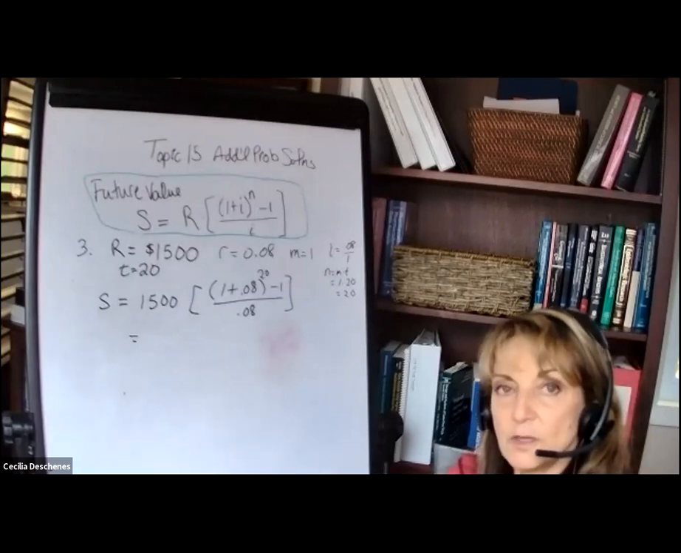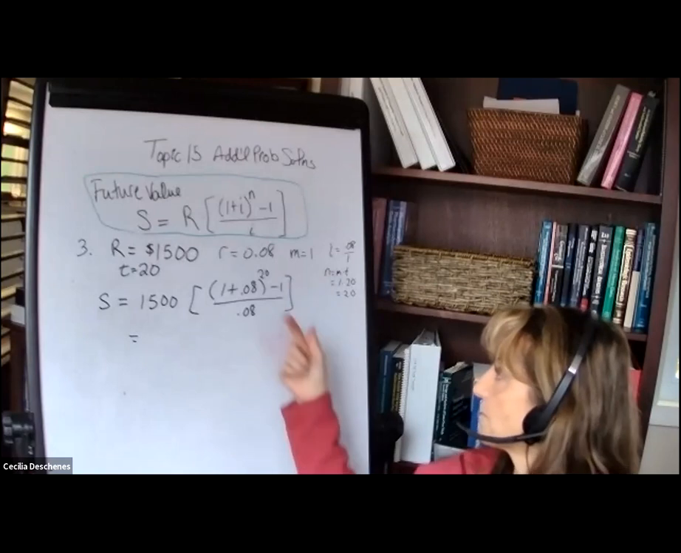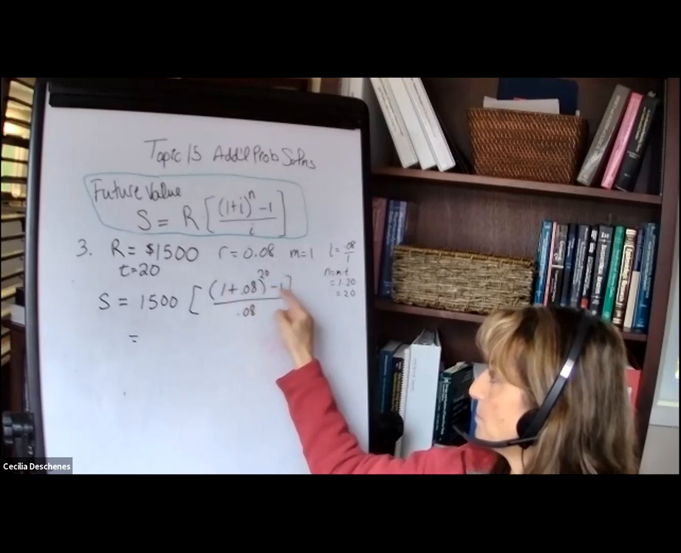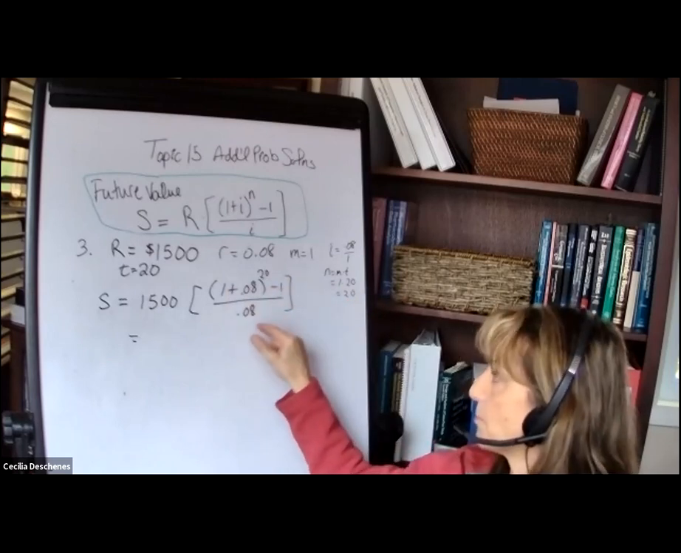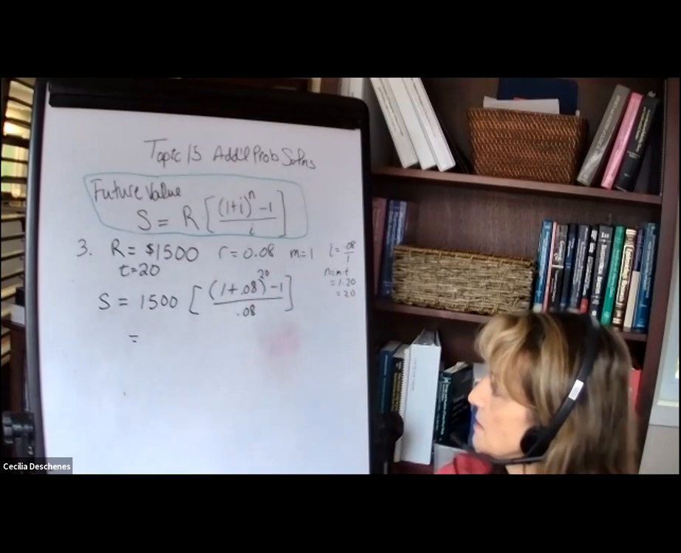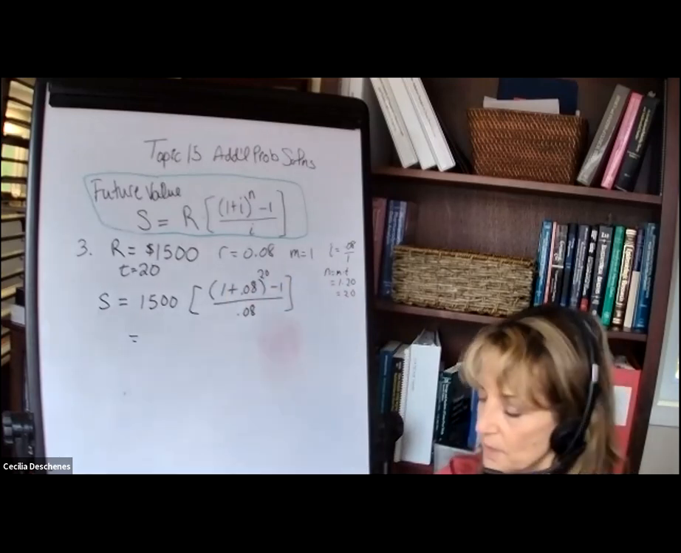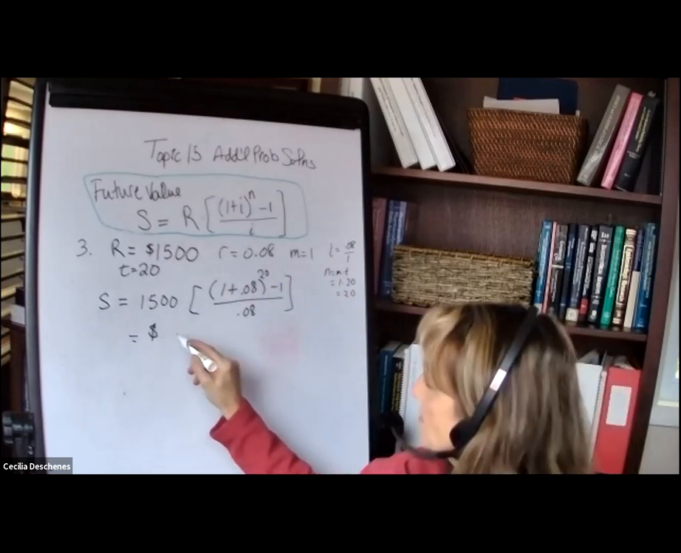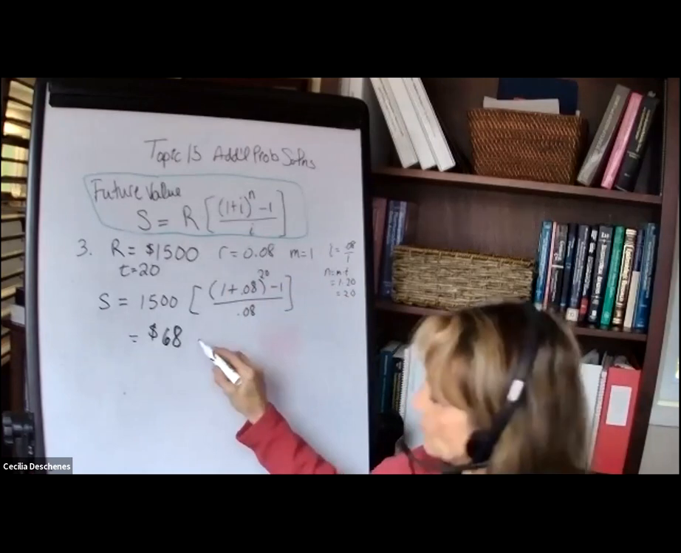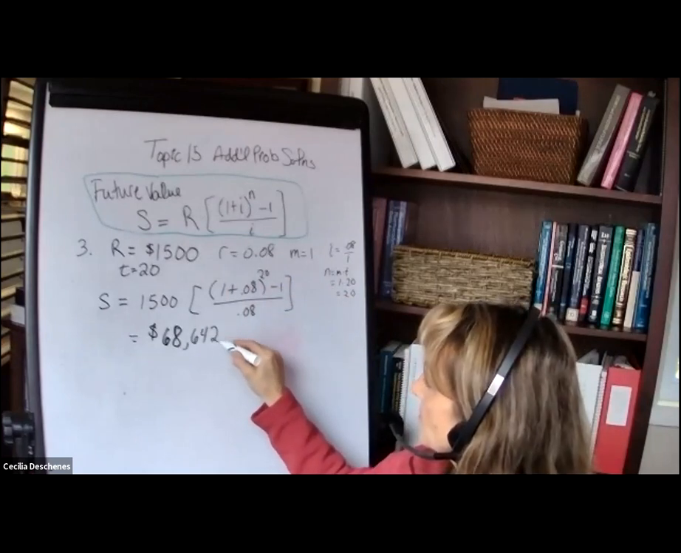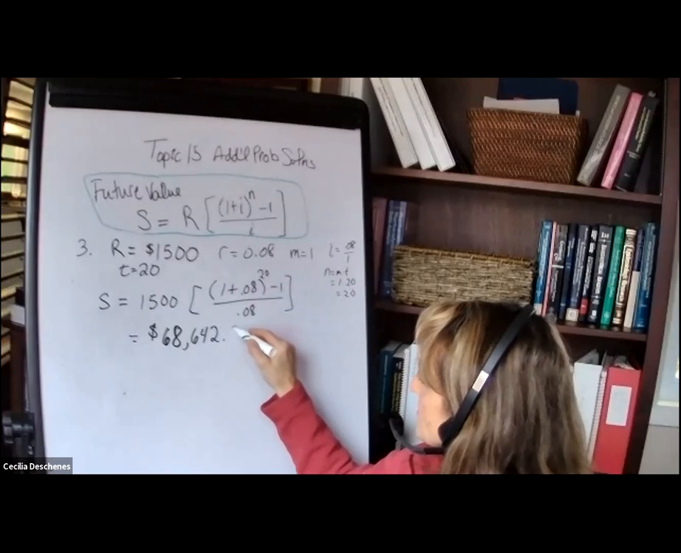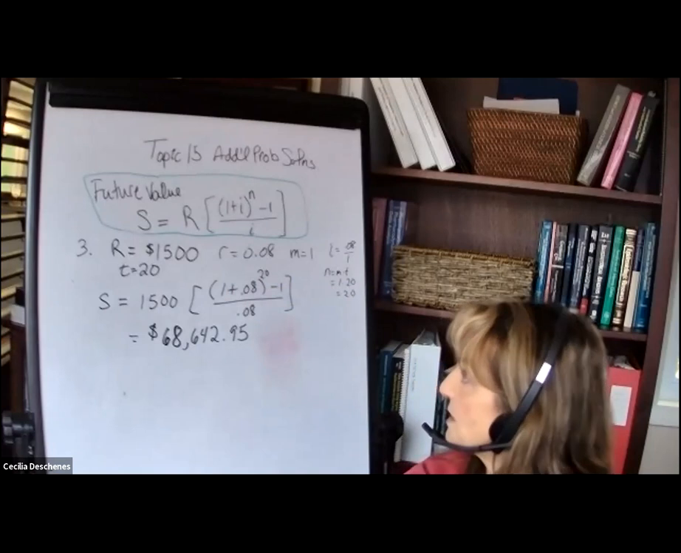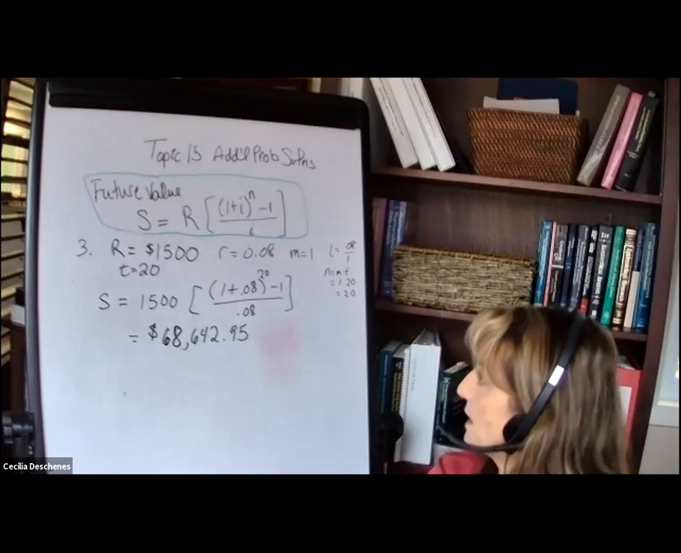I hit equal on my iPhone. If you're using an iPhone calculator, every time I do one piece, I say equal: 1.08 to the 20th equals, then minus 1 equals, then divide by 0.08 equals, and then times 1,500. That keeps you from getting in trouble. If I did it right, I get 68,642 and 95 cents. So that's what this merchant has accumulated in her IRA after 20 years.